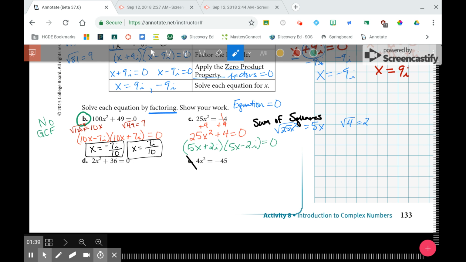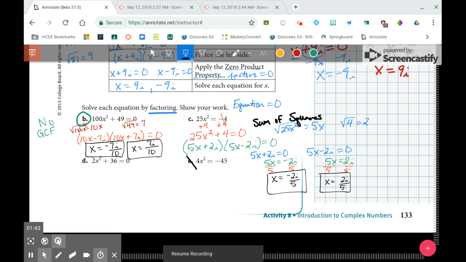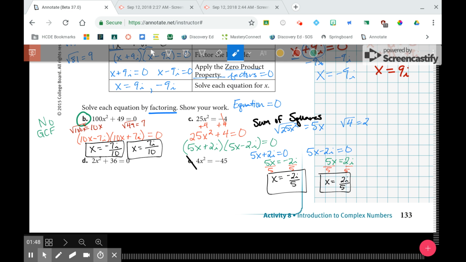So now that you have factors, I want you to solve for x. So our two x values are negative 2i over 5 and a positive 2i over 5. Notice all of these answers, one is positive, one is negative, and make sure they have those i's.